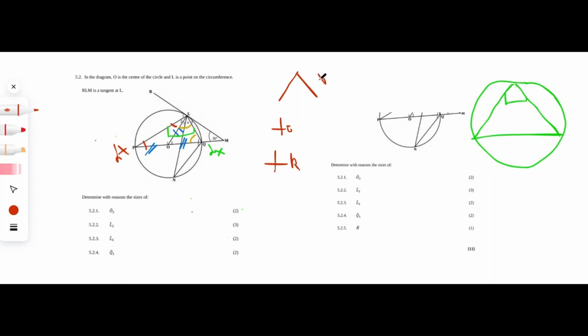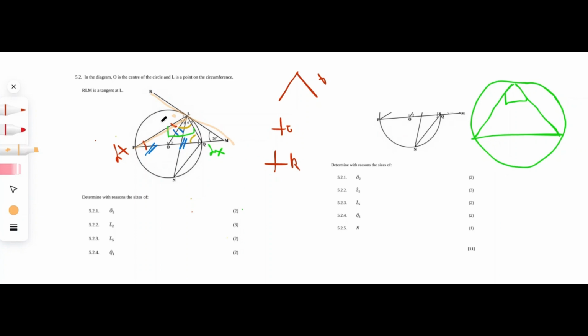What about our tan-chord theorem? Now with the tan-chord theorem we need two things. We need a tangent and we need our chord. So let's identify our tangent and our chord. Our tangent would be RLM, and the chord has to touch the tangent. Okay, so the chord that touches our tangent would be PL. The angle between our tangent and the chord, in this case P1, is equal to the angle that the chord subtends.